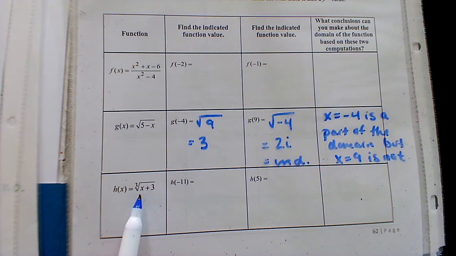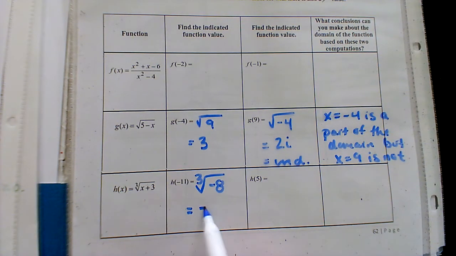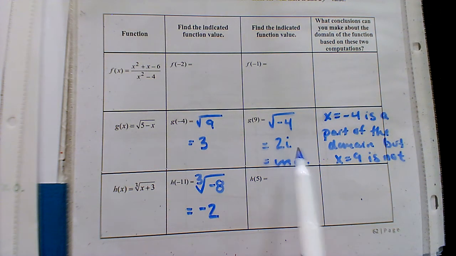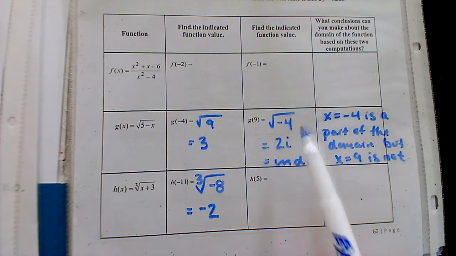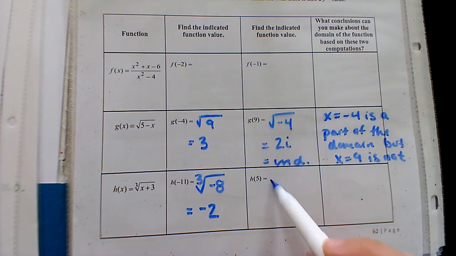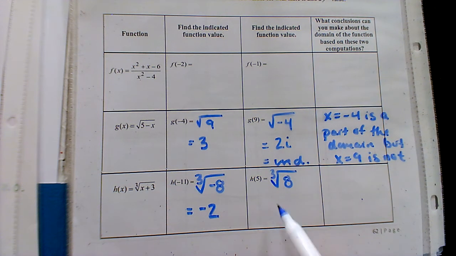If we plug in -11 into our cubed root, we'd have the cubed root of -8, which is what? Yeah? It is -2. Okay, so take a look at the difference. We said that the square root of a negative number was undefined or imaginary, but the cubed root of a negative number actually exists. So it's not just a root. You have to be careful about which root you're using. Is it a square root or a cubed root? Let's check out 5. If we plug in 5, we'll get the cubed root of +8, which in this case would be 2.